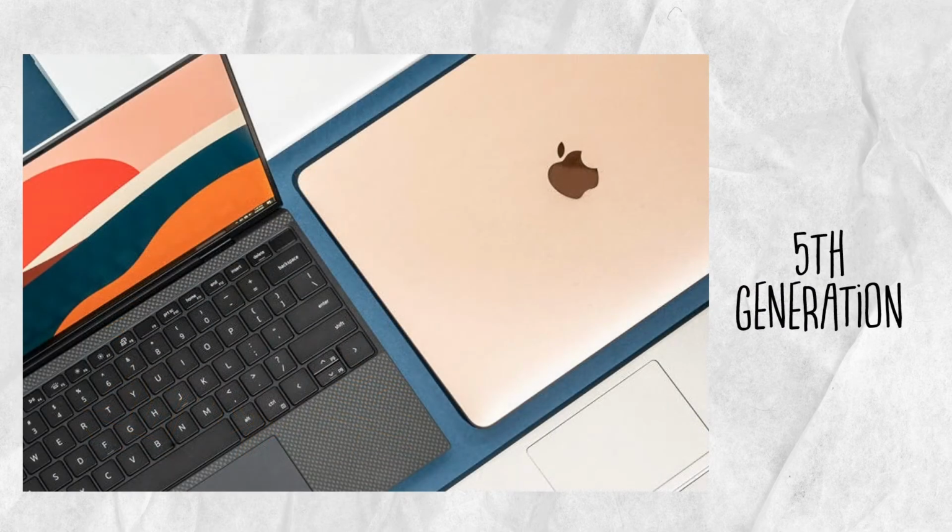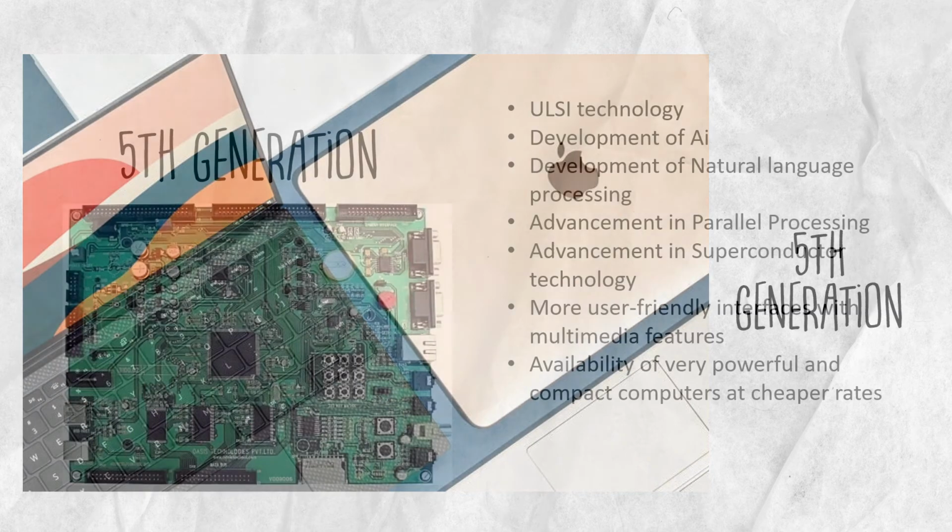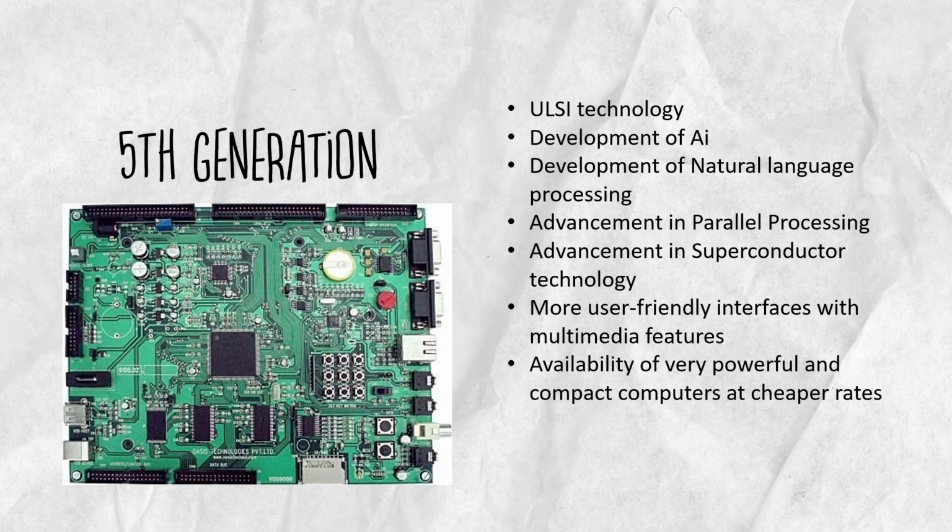Okay, next, the fifth generation, the generation that we are in right now. As you can see in the image, we are using ULSI technology. It is the start of the development of AI and natural language processing. It has advanced parallel processing and superconductor technology. It has a more user-friendly interface with multimedia features. It can display more things as we want, and it offers very powerful and compact computers at cheaper rates. You can actually get a laptop at a very cheap price based on your requirement. It's up to you. It's very affordable nowadays.